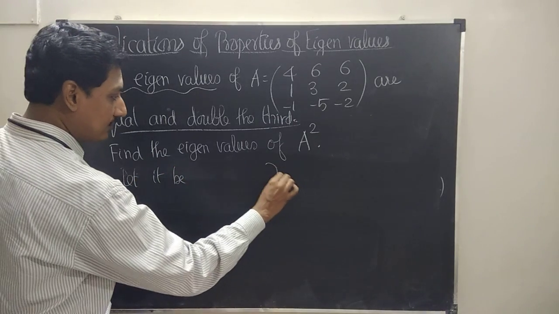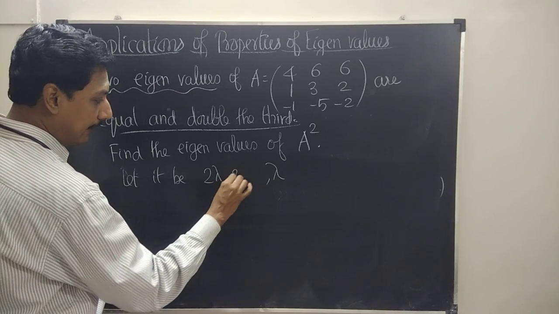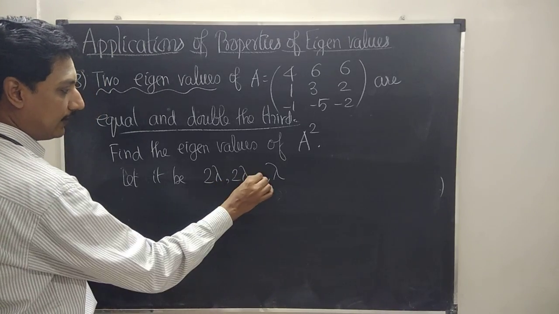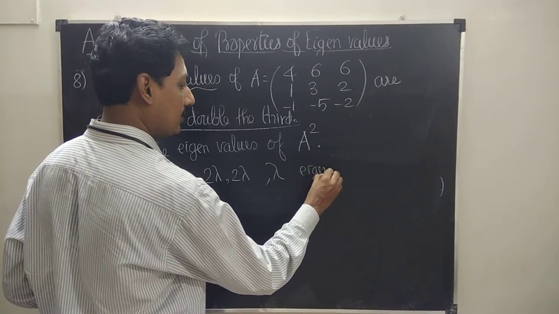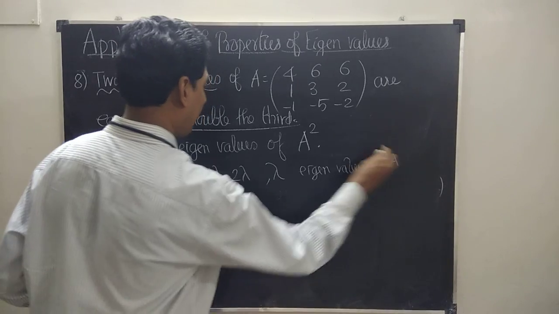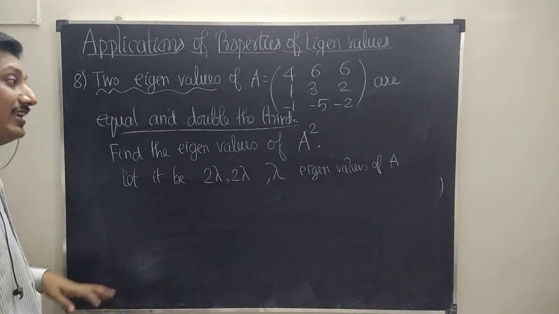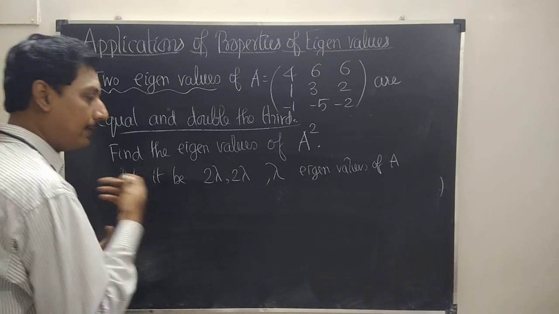The third eigenvalue is lambda, but the other 2 are equal, double the third one. So 2 lambda, 2 lambda, lambda are the eigenvalues of the given matrix A. Now find the eigenvalues of A square. First find the eigenvalues of A, then I can use the property.